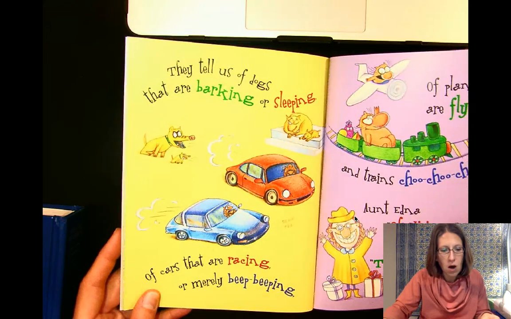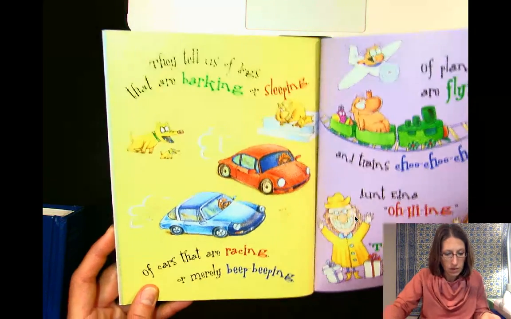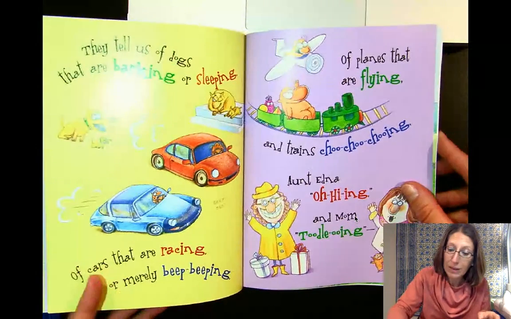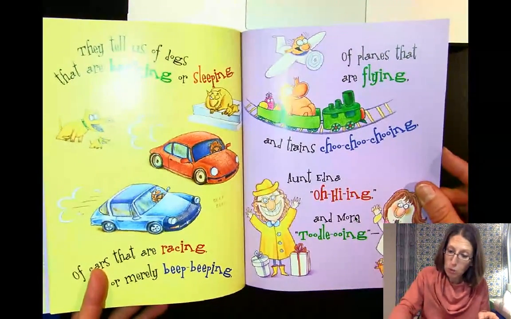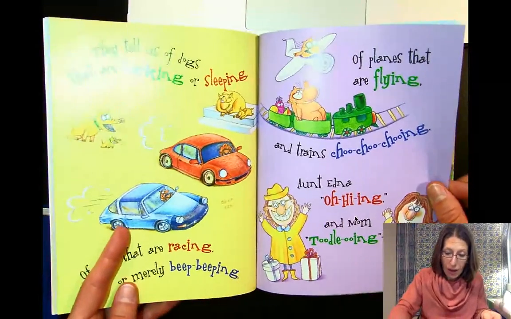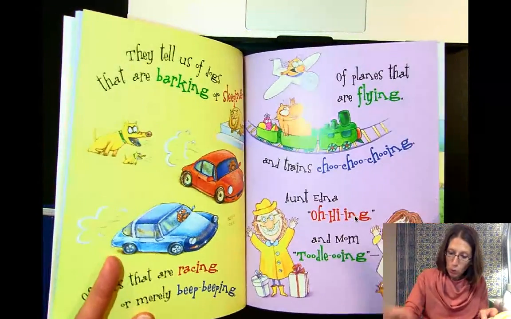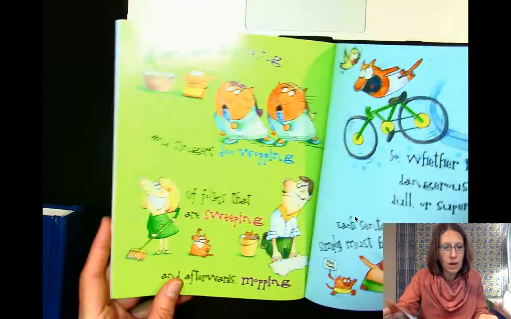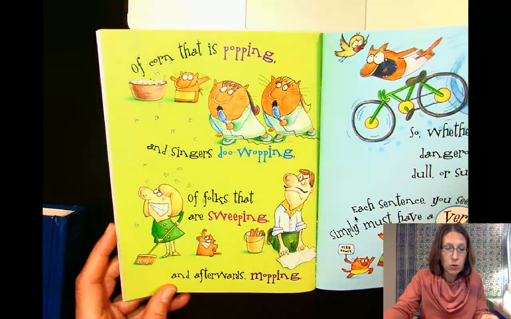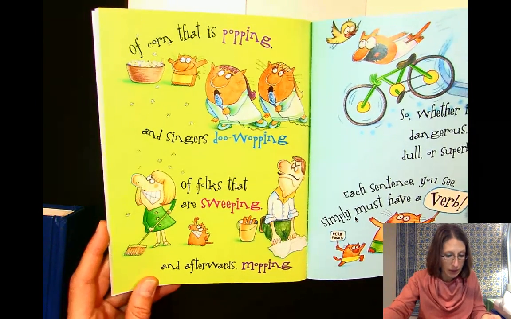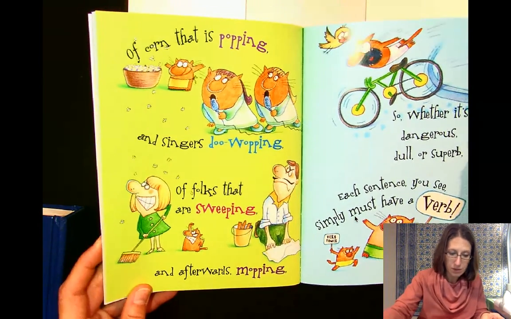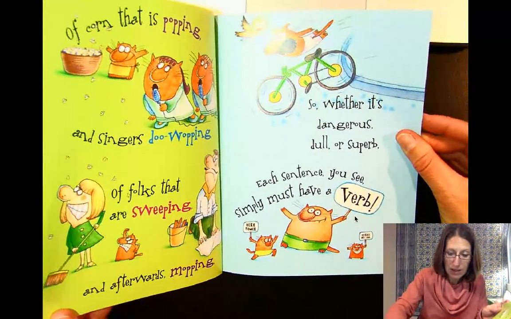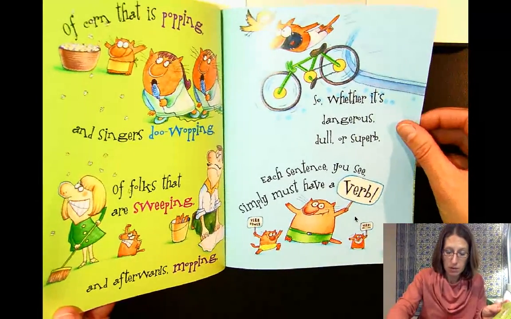They tell us of dogs that are barking or sleeping, of cars that are racing or merely beep beeping, of planes that are flying and trains choo choo chewing, Aunt Edna oh-hiing, and Mom toodalooing. Bye-bye. Of corn that is popping and singers doo-wopping, of folks that are sweeping and afterwards mopping. So whether it's dangerous, dull, or superb, each sentence you see simply must have a verb.